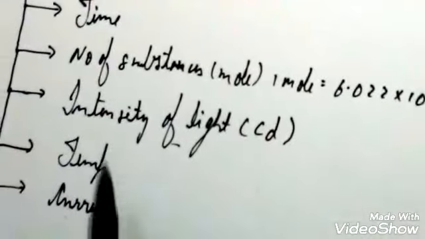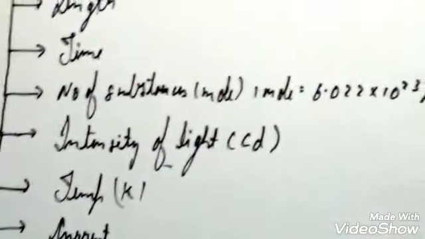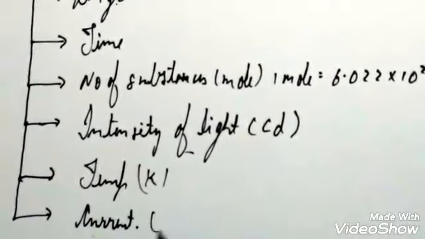Sixth one is temperature, which is measured in kelvins, SI. And seventh and last but not the least is current. Its SI unit is ampere.